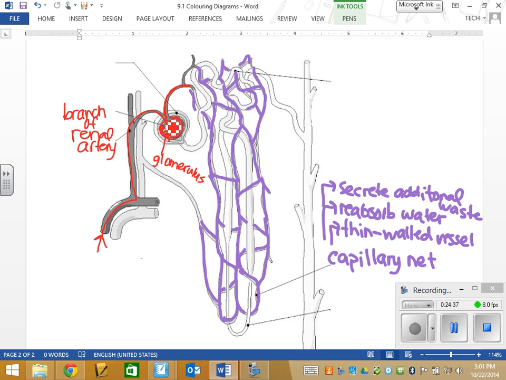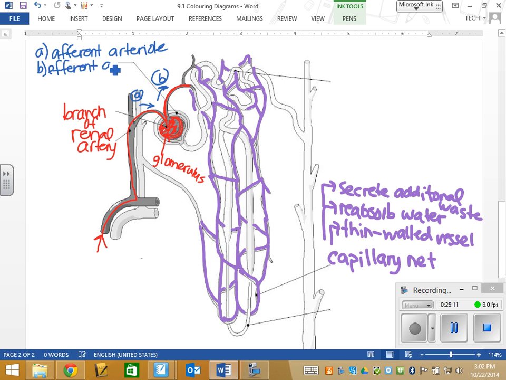Now if I'm talking about the glomerulus, which we will, I would need to indicate which side of the artery I was talking about. So since the blood is coming from this side and going in, and then coming out on that side, the way we would label the two sides of the branch of the artery here, we'll call them A and B. A would be called the afferent arteriole, and B would be called the efferent arteriole.